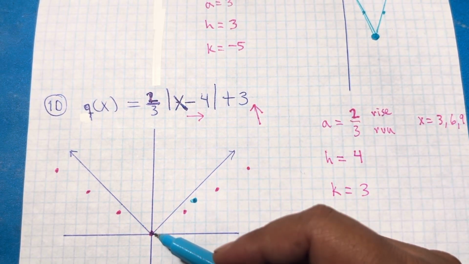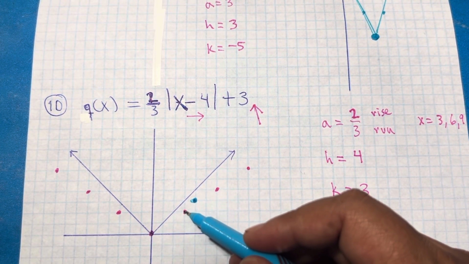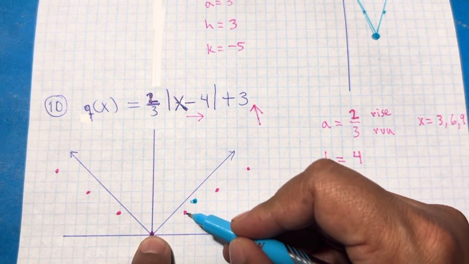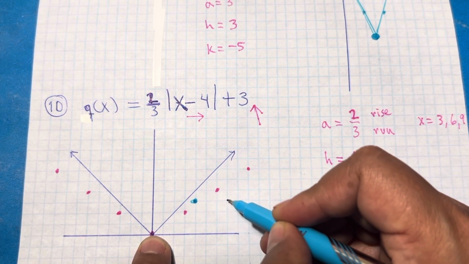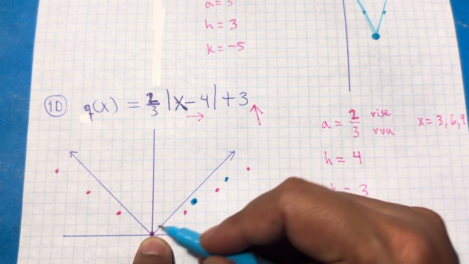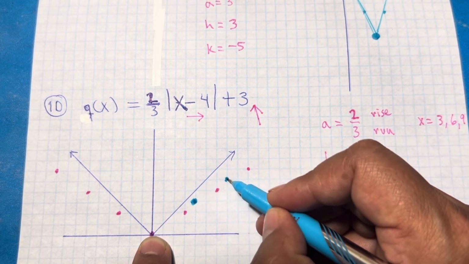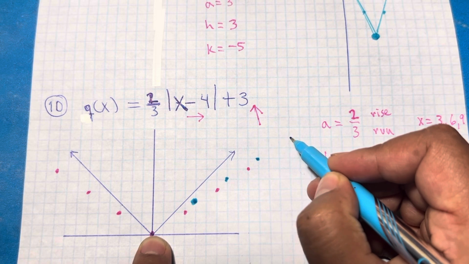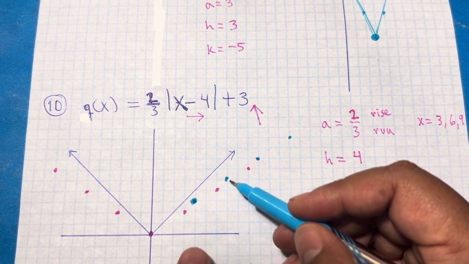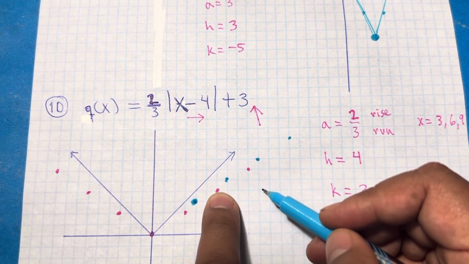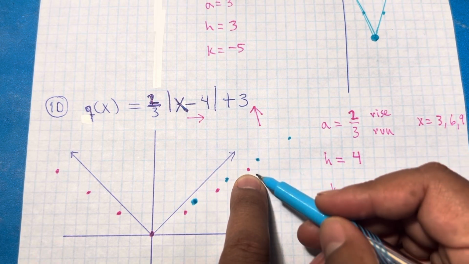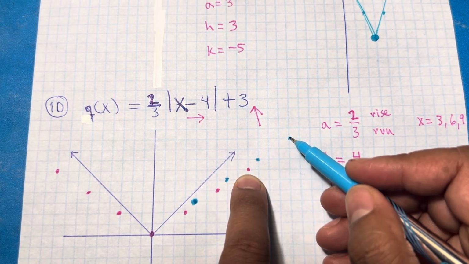And from there, you can actually just copy the rise and run. 2 and 3, 2 and 3, 2 and 3, or count every point. Or count from this vertex, count the slope, 2 over 3, 2 over 3, 2 over 3. Or just start moving each one individually, 4 spaces to the right, 3 up. The next one, 4 spaces to the right, 3 up. The next one, 4 to the right, 1, 2, 3, 4, 1, 2, 3.